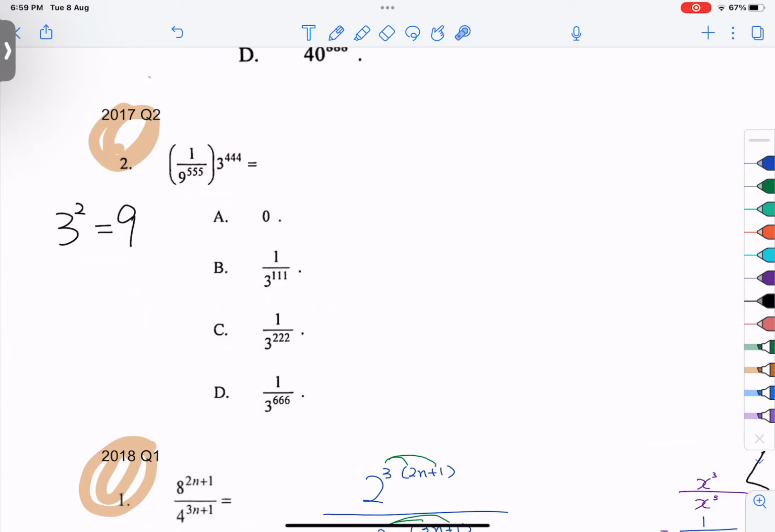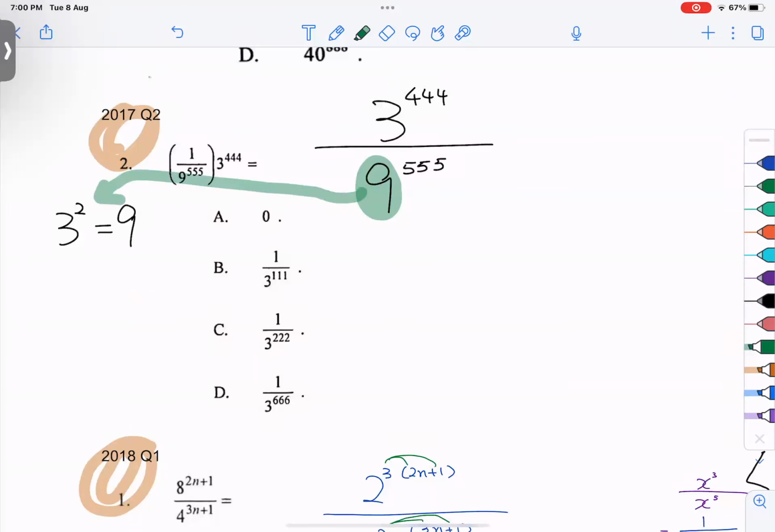And the next thing that you have to know is anything on the side, it also means it's on the top. And a bracket means multiply. So you can directly move this to the top. So it will be 3^4, 4^4 over 9^5, 5^5. And then this 9 can be replaced by 3 squared. So now you will have 3^4, 4^4 on top, and 3^2, 5^5 at the bottom.